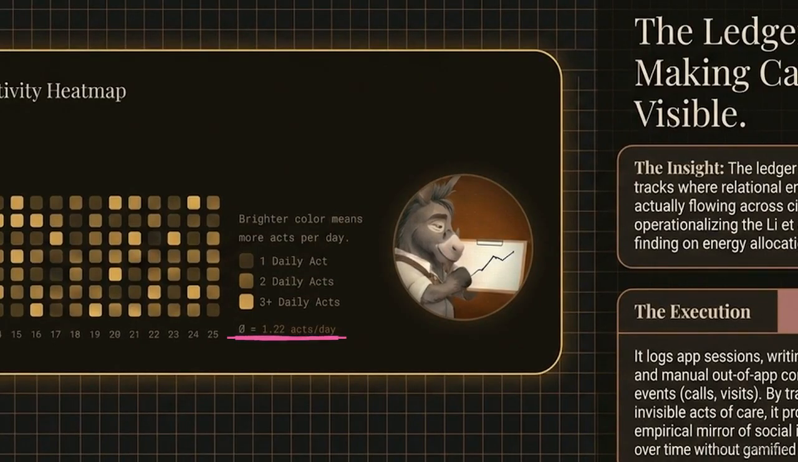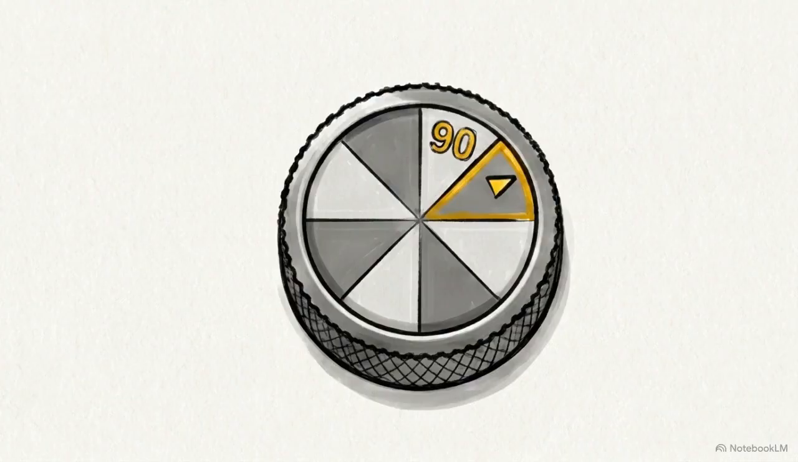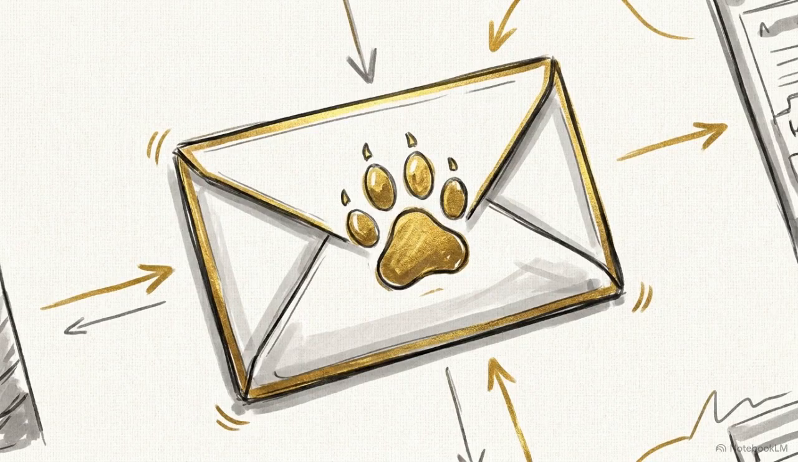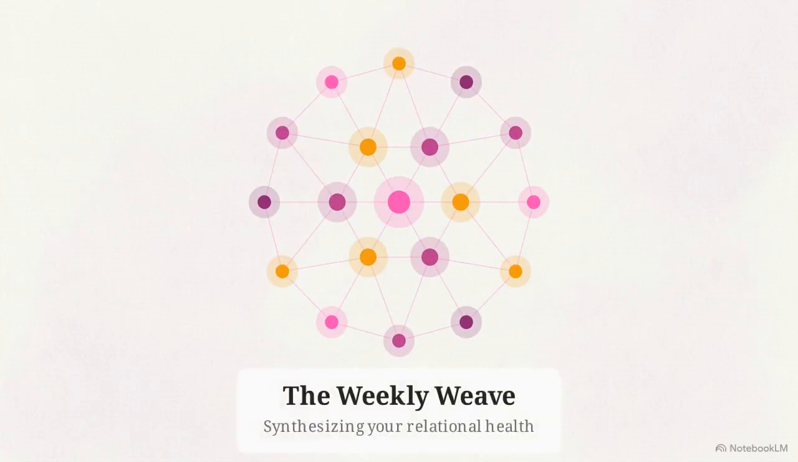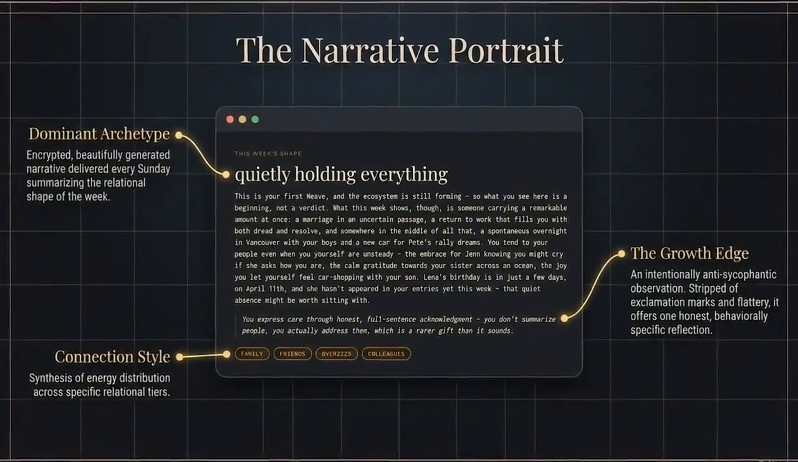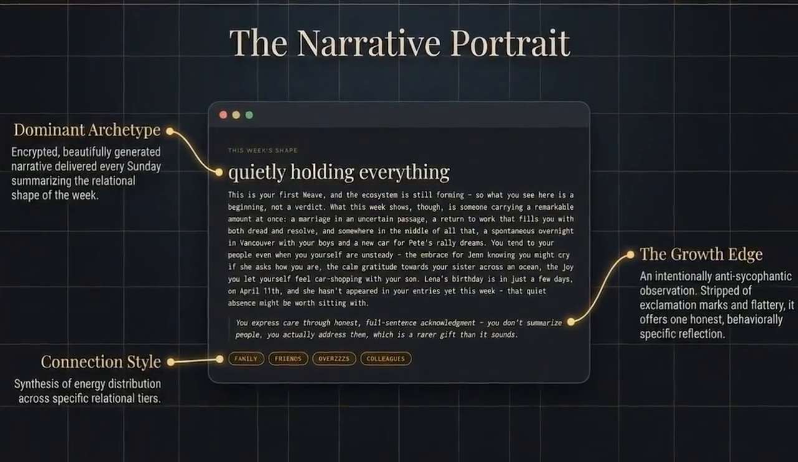Your account is set, your retention limits establish your sovereignty, your data pipeline is fully secure, and your first embrace is logged. As you continue to build these daily data points, they will synthesize into a larger picture. In our next guide, we'll cover the weekly weave, where your individual acts of care are compiled into a comprehensive narrative portrait of your overall relational health.